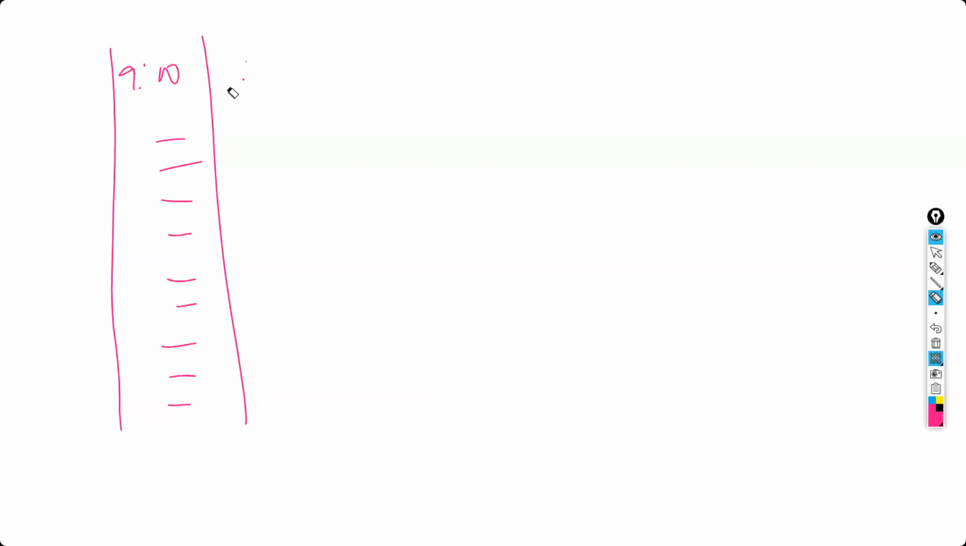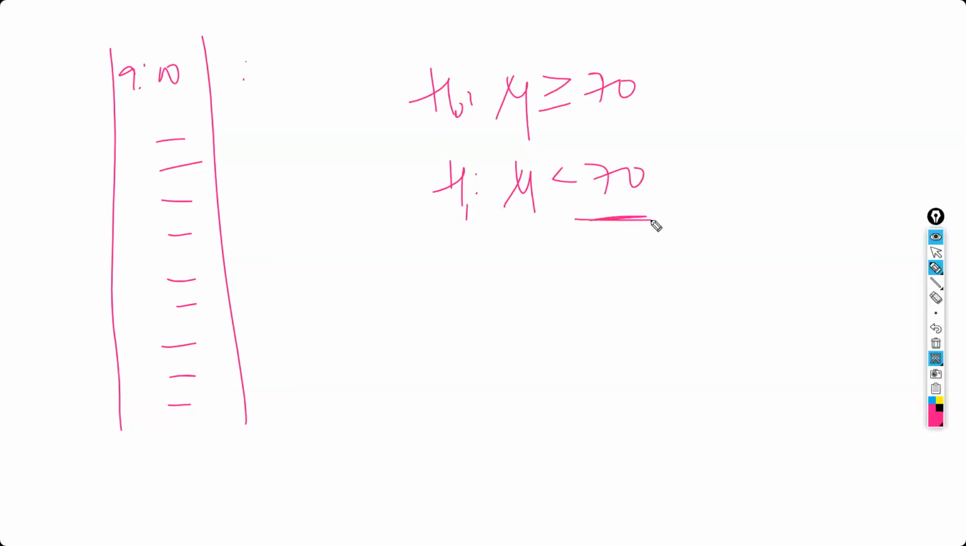Whether it is more than 70 or not, I will consider the null hypothesis as mu greater than or equal to 70, and the alternate hypothesis as mu less than 70. The 70 marks is decided by me. I am asking whether the students are getting more than 70 or not. This is one sample.